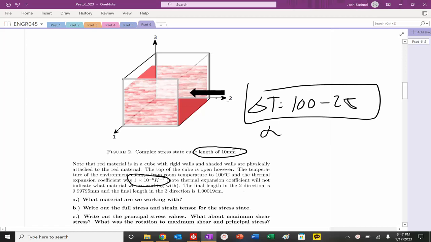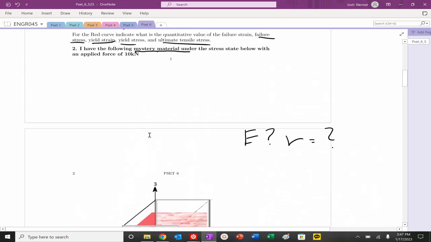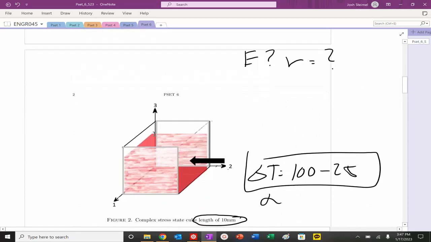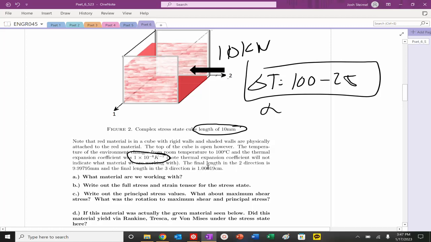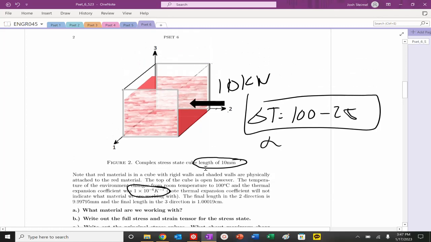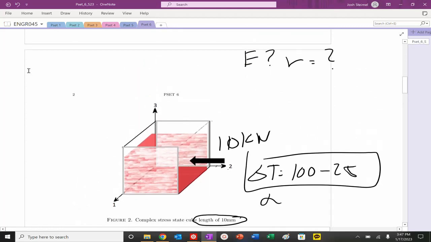We're also told that the force applied here is 10 kilonewtons. What else? The final length in the 2 direction is that. The final length in the 3 direction is that. So let's write out our stress and our strain tensors.